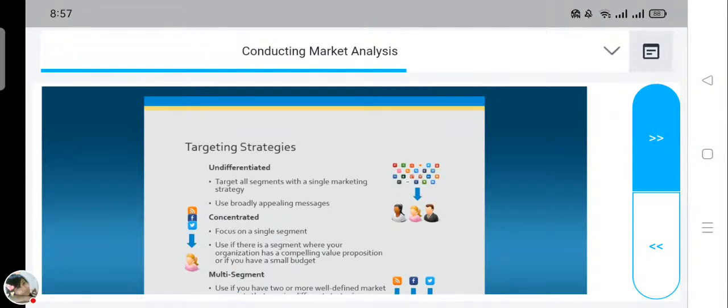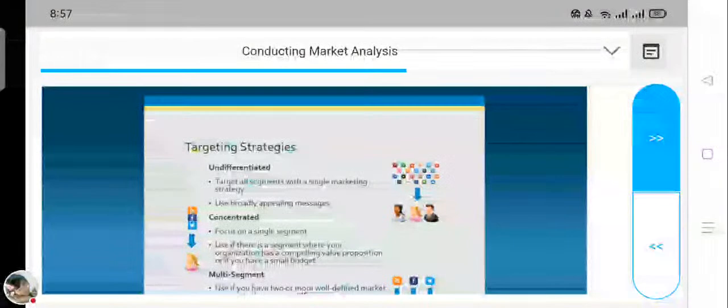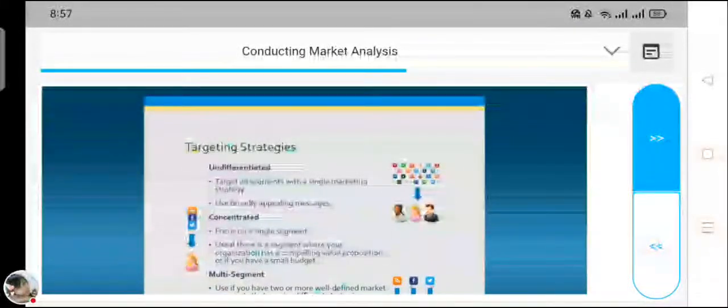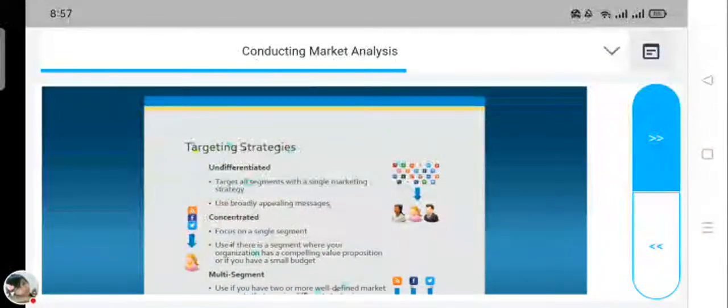An undifferentiated would target all segments with a single marketing strategy. So you have to be sure that you have a product or a message that is going to broadly appeal to everyone. The iPhone is a good example of a product that has broad appeal. So they can conduct social media advertising that can hit multiple segments with one voice.